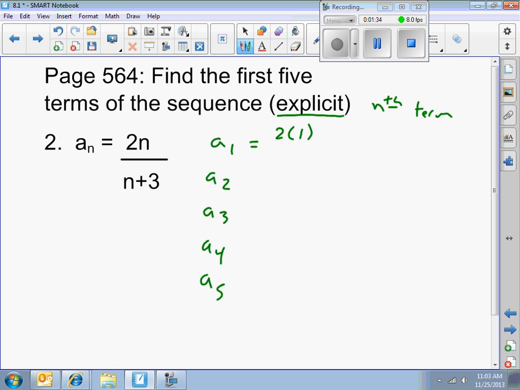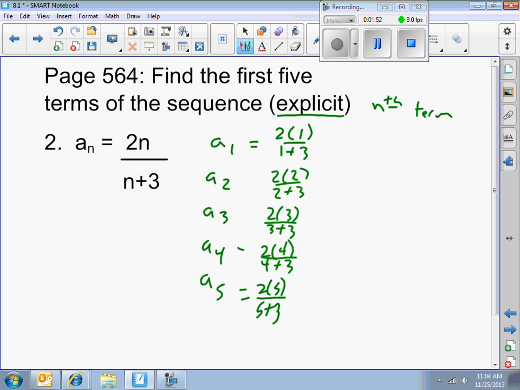It's as easy as it looks. You just plug in 1 for n for the first term, 1 plus 3. Second term, 2 for n, then 3, and so on. And you just figure out what those would be. In this case, it's 2 over 4, which reduces to 1/2, 4 over 5, 6 over 6, which reduces to 1, 8 over 7, and 10 over 8, which reduces to 5/4.